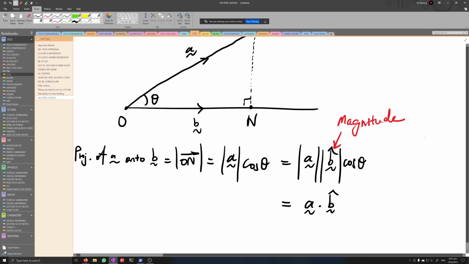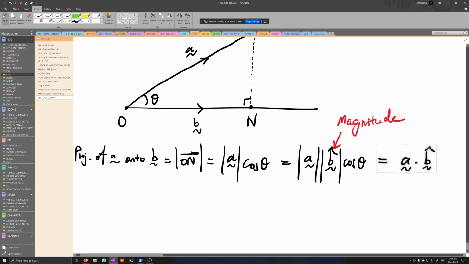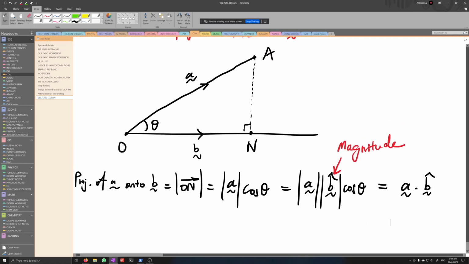Equals A dot B hat. So why does this make sense? If you think about it earlier, the way in which we calculated the dot product was by dropping a foot of perpendicular down here. Then we know that this line gives us the length, which is A cosine theta, right?